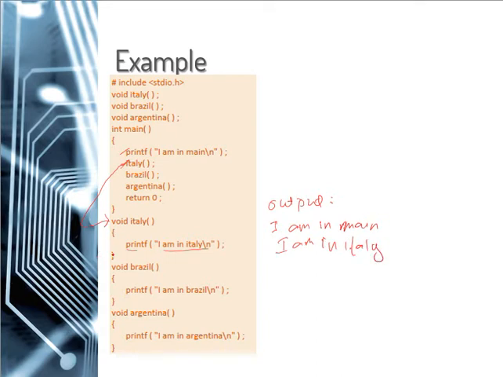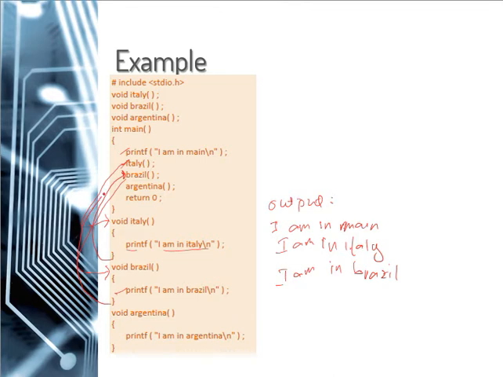Okay, so it goes back to the line after the function call, which is Brazil. Now, the function is called. So, this again will go to the Brazil function here. Okay? So, that is now printed: I am in Brazil. Okay? So, once this is printed, it returns again.